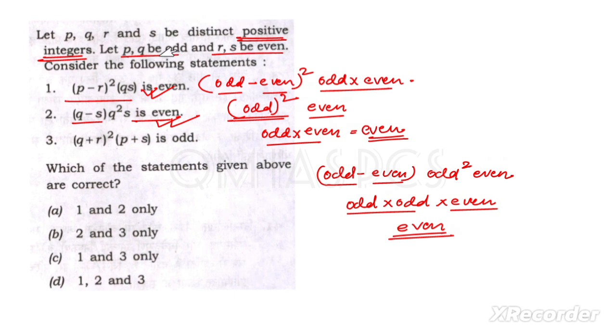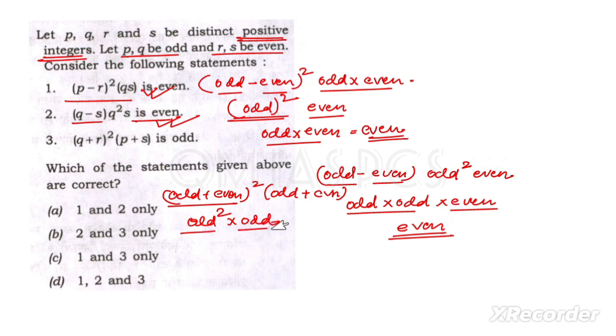Now third one, q plus r. Q is odd plus r, even, squared, and p plus s. P is odd plus even. So the addition of odd and even is odd. So odd square, and here is also odd, and odd multiplied by odd square is also odd, so odd multiplied by odd will be always odd. So this one is also correct. So answer will be D, that is 1, 2 and 3. All statements are correct. Is it clear?